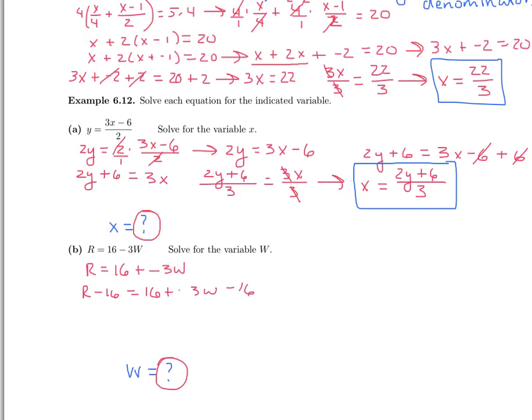from both sides of the equation. 16 minus 16 is 0. So we're left with r minus 16 equaling negative 3w. We're getting closer. In order to get w by itself, we need to undo the multiplication by negative 3. And what will undo the multiplication by negative 3? Well, dividing by negative 3. So we're going to take both sides of our equation and divide by negative 3.